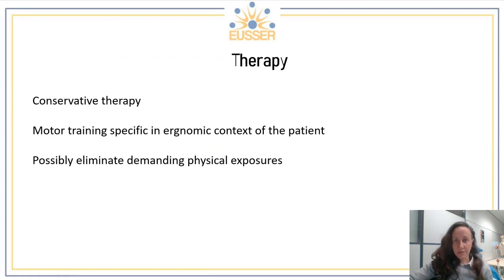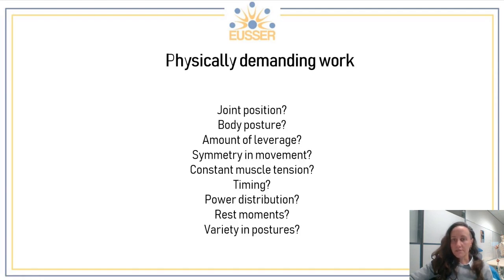So besides the fact that we have certain specific treatment goals that focus on treating the illness or disease process, like strengthening the upper extremity, we will also have to question the patient about their work-related activities. And we will have a closer look at some important factors that you could consider as a physical therapist. So when you're doing, for example, an analysis of a video, you can consider some key elements in biomechanics, for example, like joint position, body posture, and the amount of leverage that is necessary to do the activity.